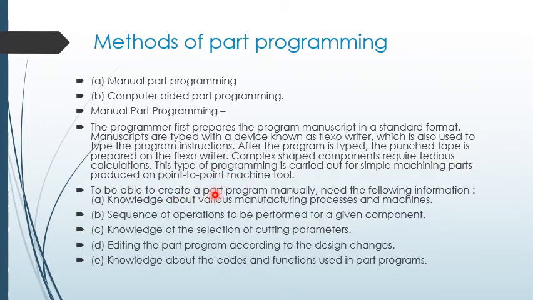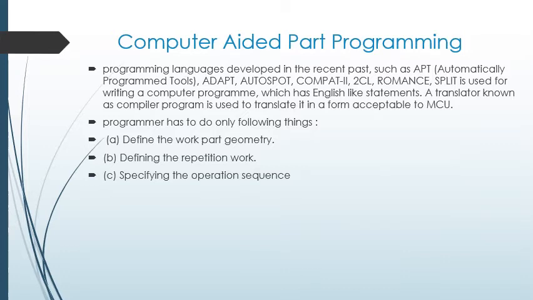To be able to create a part program manually, we need the following information before going for it. First, knowledge about various manufacturing processes and machines. Second, the sequence of operations to be performed for a given component. Third, knowledge of the selection of cutting parameters. Fourth, editing the part program according to design changes. And last, knowledge about the codes and functions used in the program.